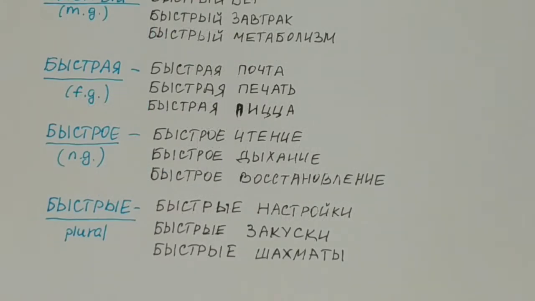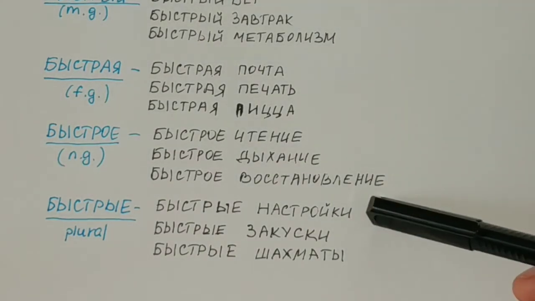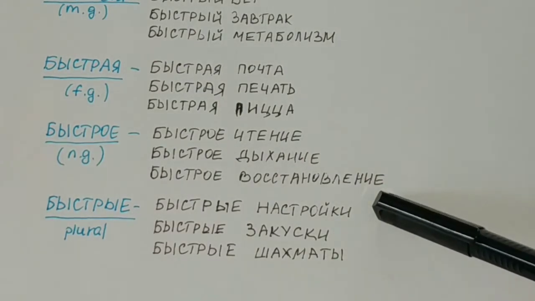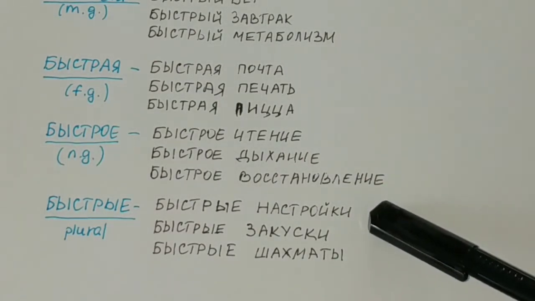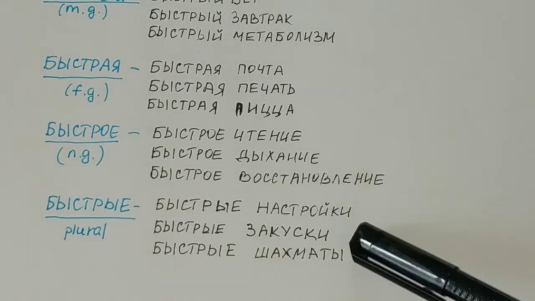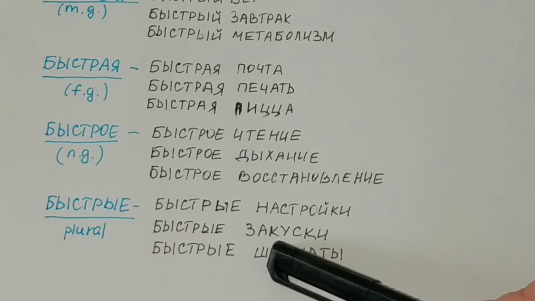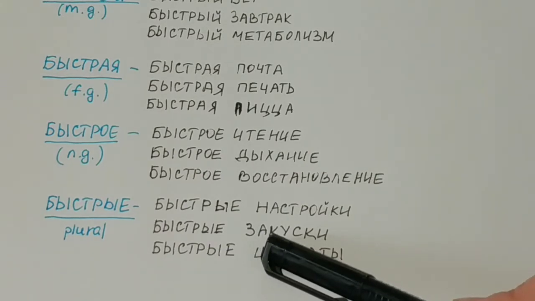So for the plural form of the adjective быстрый, быстрые, meaning fast, I give you these 3 phrases, which is быстрые настройки. Настройки is a noun in its plural form, it means settings. So быстрые настройки means fast or quick settings. Быстрые закуски. Закуски means snacks. So быстрые закуски, both are plural forms of the words, and it means fast or quick snacks.